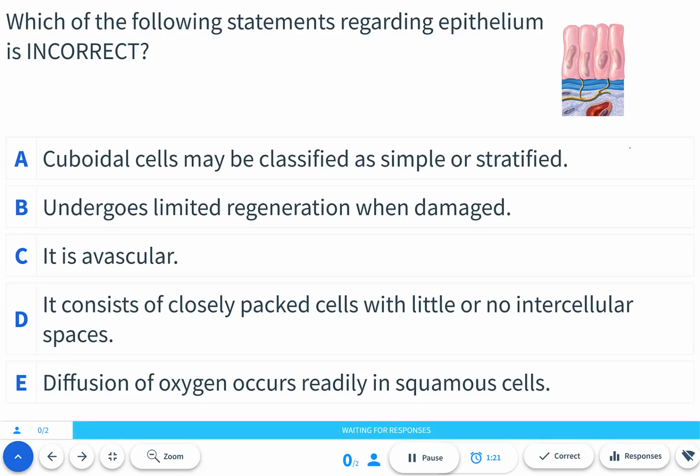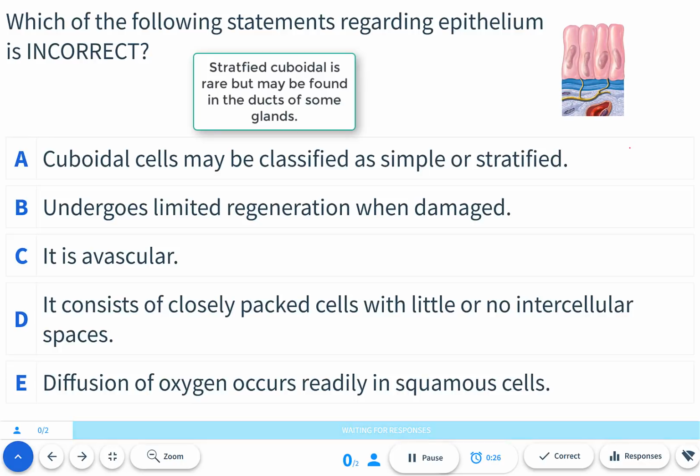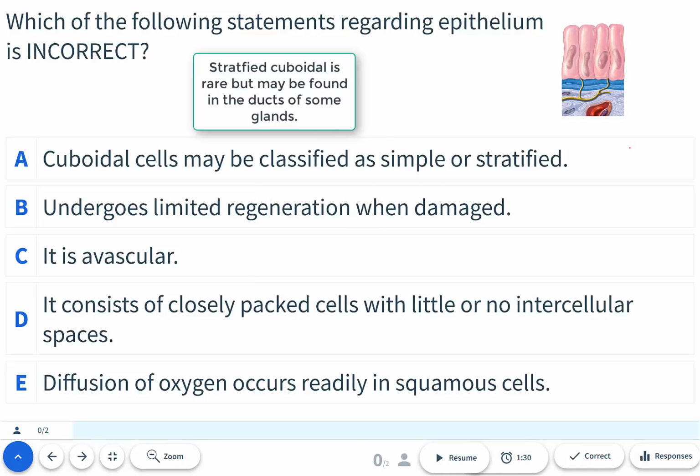Which of the following statements regarding epithelium is incorrect? Cuboidal cells may be classified as simple or stratified. Actually, the classification of epithelium depends on two features. One of them is the shape of the surface cell, so they could be squamous, cuboidal, columnar, or transitional. And the second is the arrangement of cells into layers, whether they are simple, stratified, or pseudostratified. So cuboidal cells may be classified as simple or stratified, and this is correct.